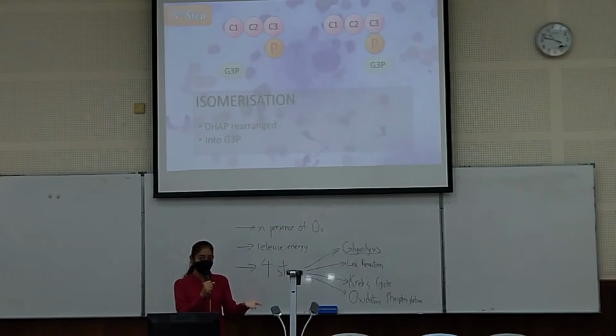As a conclusion, until the fifth step, we have 2 G3P. Remember, we have 2 G3P structures. And after this, there are 5 more steps. Don't rush. We have 5 more steps, and they will be explained by my partner, T. The floor is yours, T.